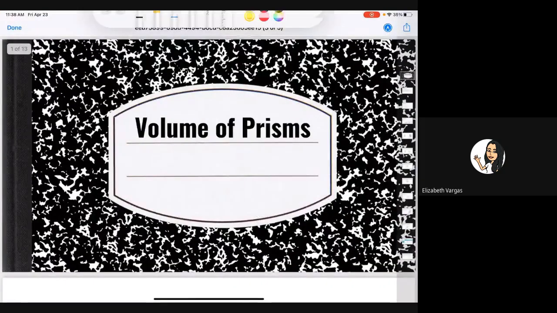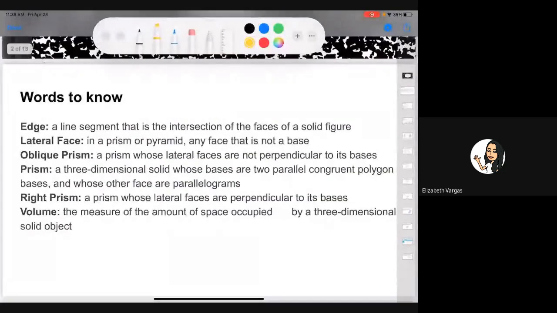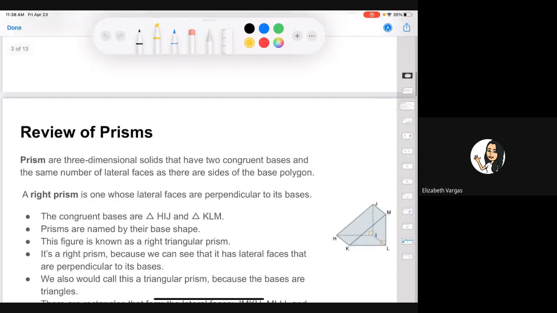Okay, so volume of prisms. So here are some words we're going to look over. A lot of this is review, but we will again look at edge, lateral face. We're going to look at oblique prism. We're going to look at right prism, which is new, and volume, which is obviously new. So we have about 3 new words that we're going to look at today. Let's go ahead and dive in.